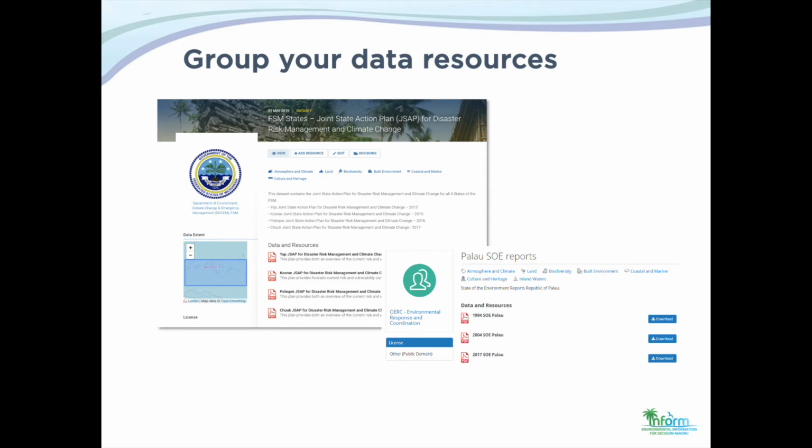A poor example of grouping would be to include both inshore and offshore fisheries in the same dataset. This would make the dataset too broad, making locating resources difficult.